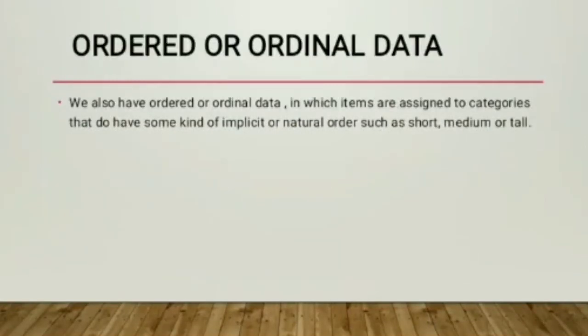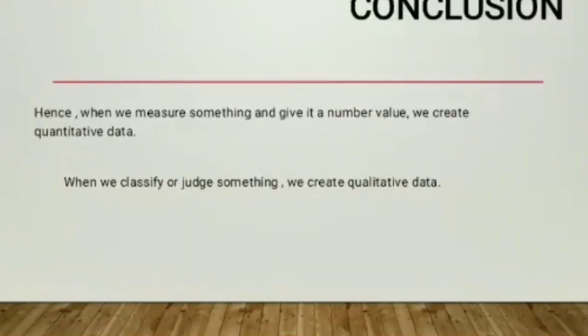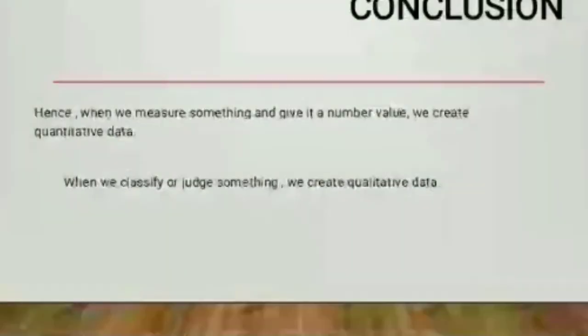We also have ordered or ordinal data, in which items are assigned to categories that do have some kind of implicit or natural order, such as short, medium, or tall. Hence, when we measure something and give it a number value, we create quantitative data, and when we classify or judge something, we create qualitative data.